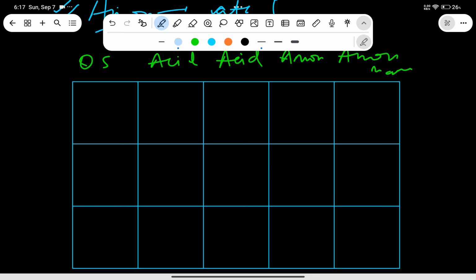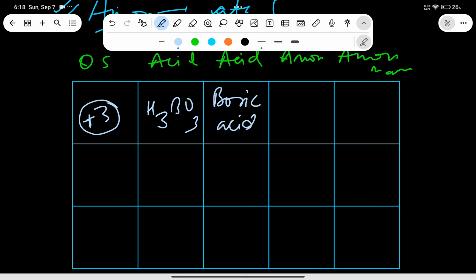Let's see what the formula is for the acid we're taking up. Boric acid. So this is H3BO3. 6 minus 3 is 3, so a plus 3 oxidation state. Only one oxidation state exists for boric acid. Why do we call it boric acid, and not borous or some other acid? Because it has only one oxidation state. And then the anion here will be borate, because it ends with ic.